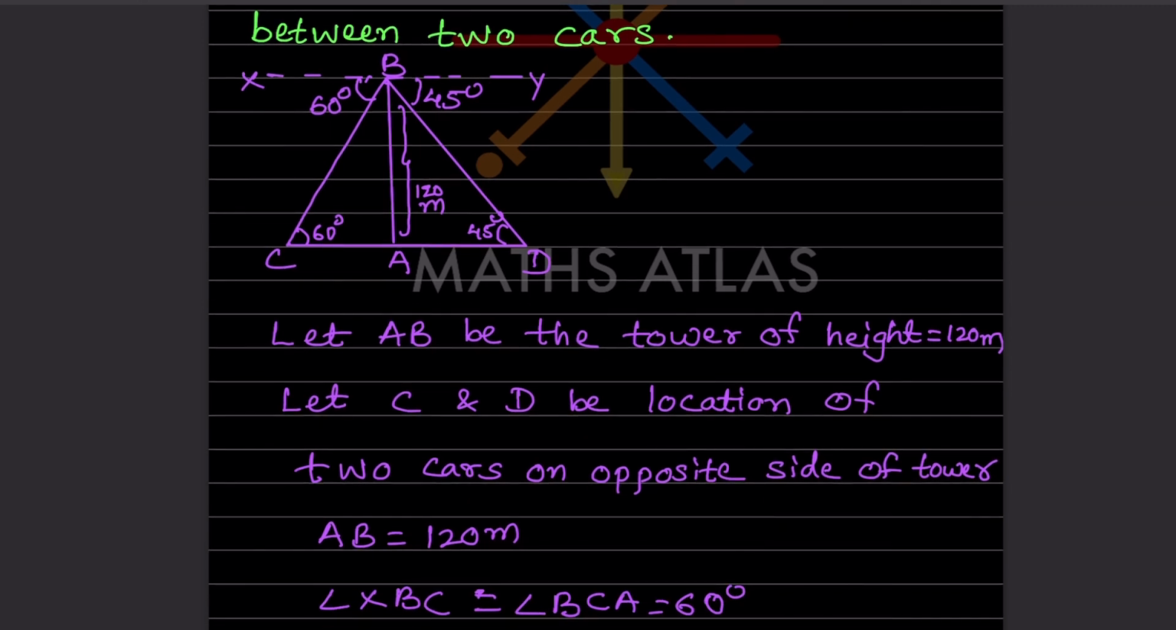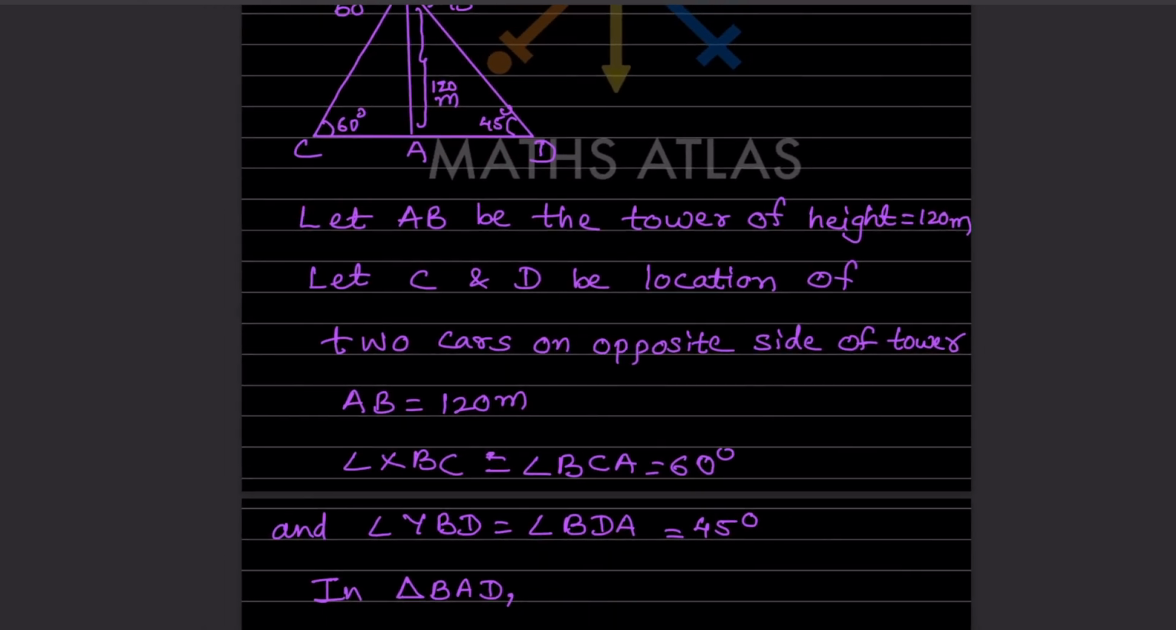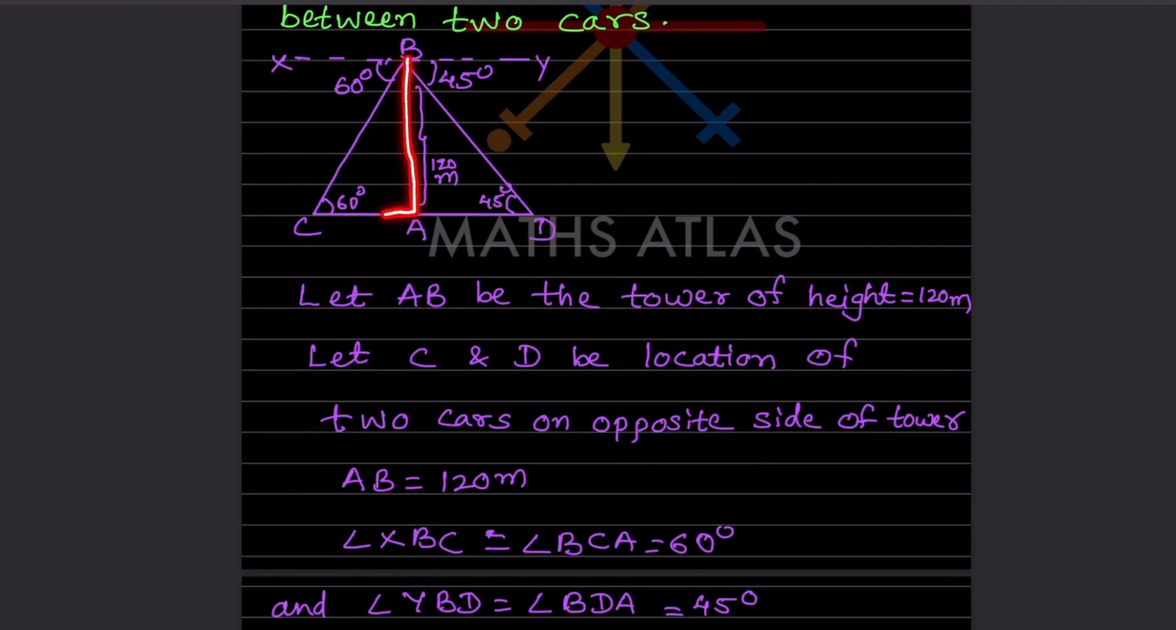So angle XBC, this angle is 60 degrees, and it is the same as this one, so this also should be 60. Angle BCA also should be 60. Then angle YBD is 45, so angle BDA also should be 45, which is written over here. So now we will see this triangle, let us take triangle BAD. This is 90 degrees.